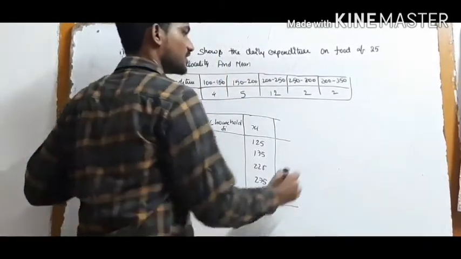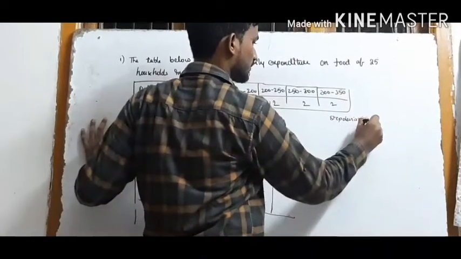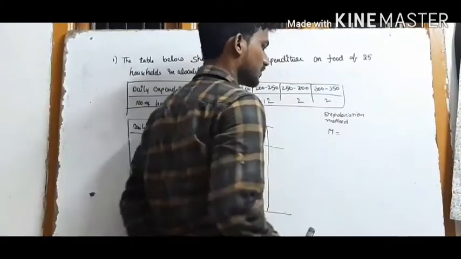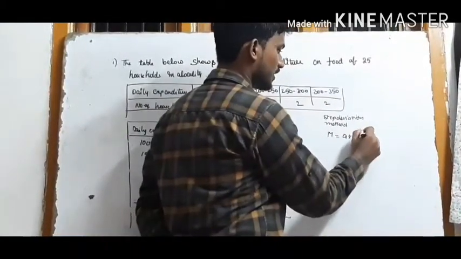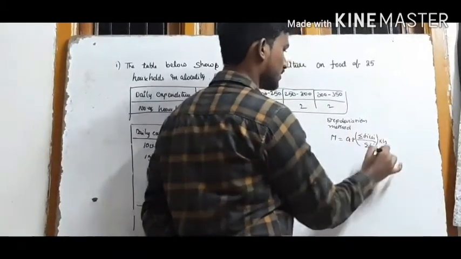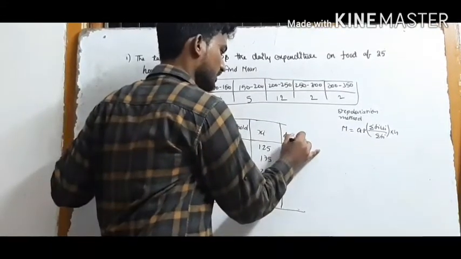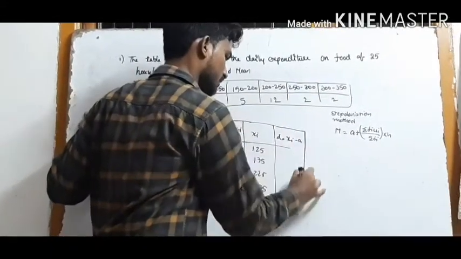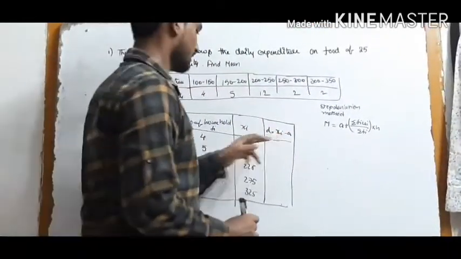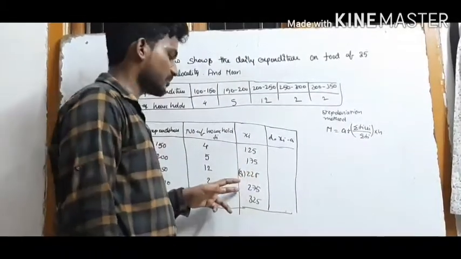Next, for the step deviation method for finding mean, mean equals a plus sigma fi ui by sigma fi into h. It is the formula. We want to find first d. D equals xi minus a. For this d we want to assume a. For this one we assume that 225 is the assumed mean.